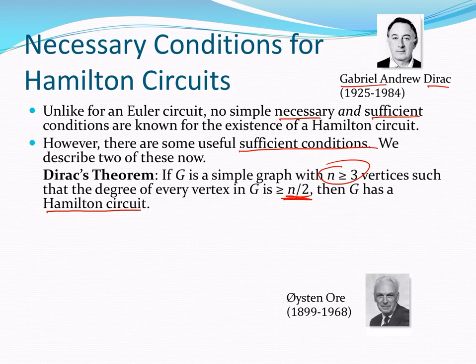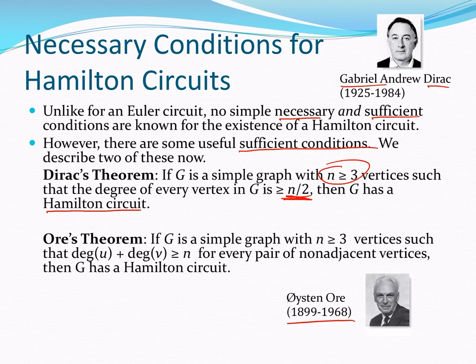A slightly stronger theorem due to Ore is that if the sum of the degrees of any two vertices that are not adjacent is greater than or equal to n, then there will also be a Hamilton circuit. So if anything satisfies Dirac's theorem, it will also satisfy Ore's theorem, but there could be some graphs that satisfy Ore's theorem that don't satisfy Dirac's theorem.